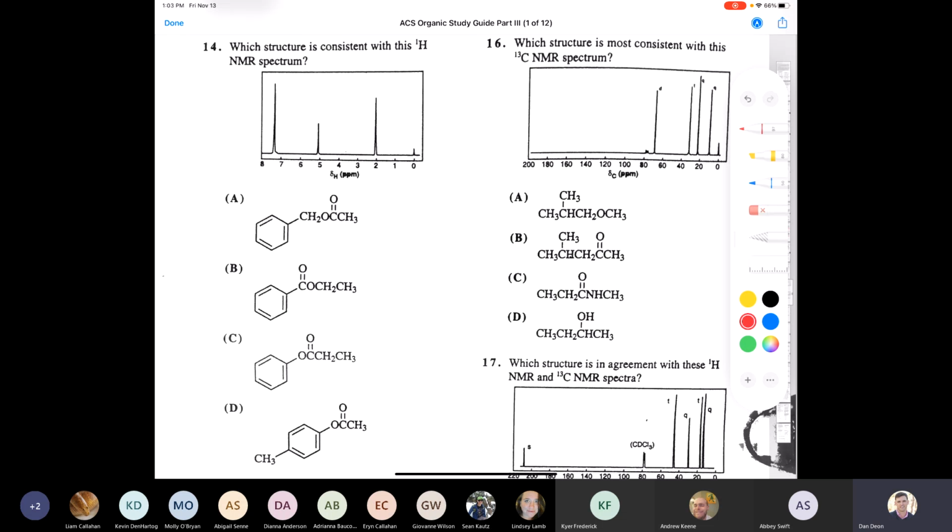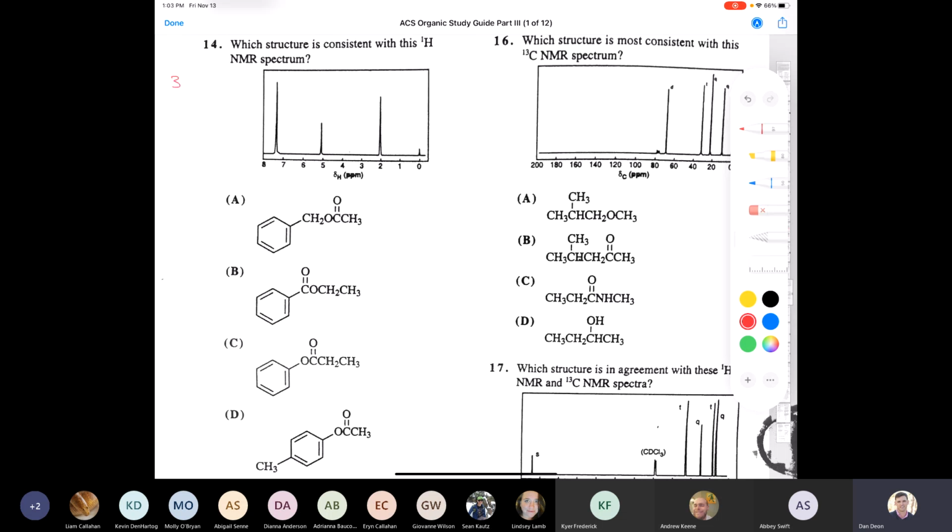The first thing I noticed about this spectrum is that we only have 3 signals, and all are singlets. No multiplicity in here whatsoever. I have a peak above 7, and so this signal must come from aromatic protons. Then I have a signal at around 5 parts per million and another one around 2 parts per million.